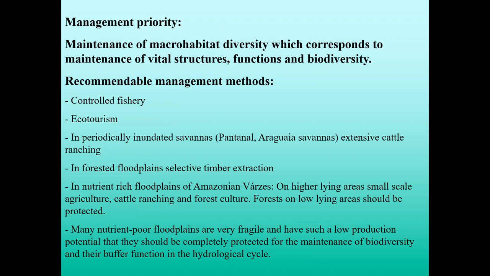A very simple thing. Recommendable management methods are controlled fishery, ecotourism, in periodically inundated savannas extensive cattle ranching, in forested floodplains selective timber extraction, in nutrient-rich floodplains, like the Amazonian várzea, on higher-lying areas small-scale agriculture, cattle ranching, and forest culture. Forests on low-lying areas should be protected. And many nutrient-poor floodplains are very fragile and have such a low production potential that they should be completely protected for the maintenance of biodiversity and the buffer function in the hydrological cycle.